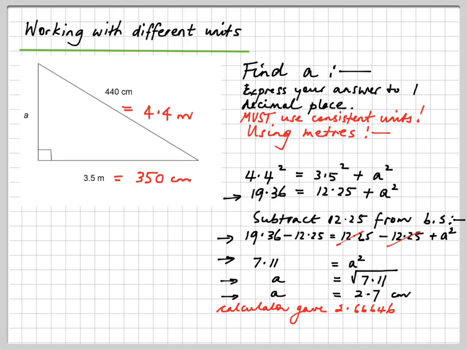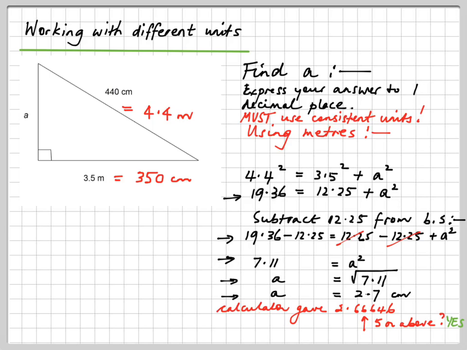The calculator gave me 2.66646. Goodness gracious. Well, I only want one decimal place, so I look at the second decimal place, and I see, is that a 5 or above? Well, it is. So therefore, what is my answer, guys? Come on, tell me.